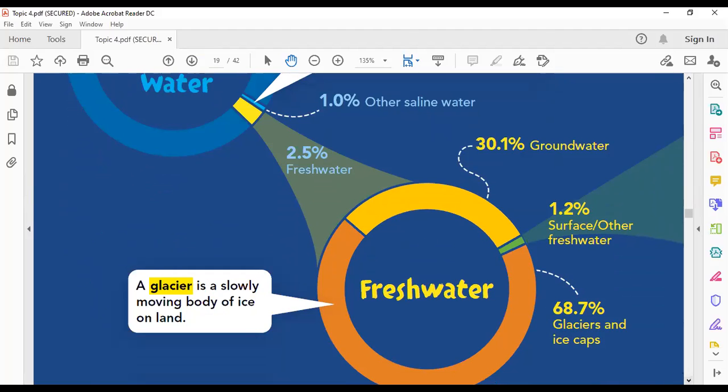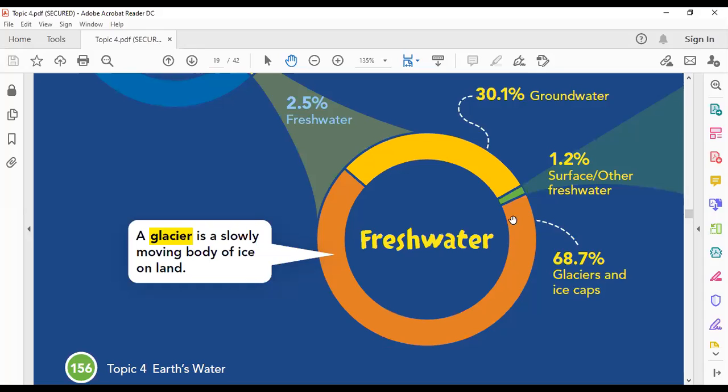Notice that the majority of fresh water on Earth is found where? In glaciers. What are glaciers? Glaciers are slowly moving bodies of ice on land. Huge sheets of ice are called glaciers. Notice that the majority of fresh water on Earth is frozen. Look, all of this is found where? In glaciers. 68.7% of fresh water on Earth is found in glaciers and ice caps.